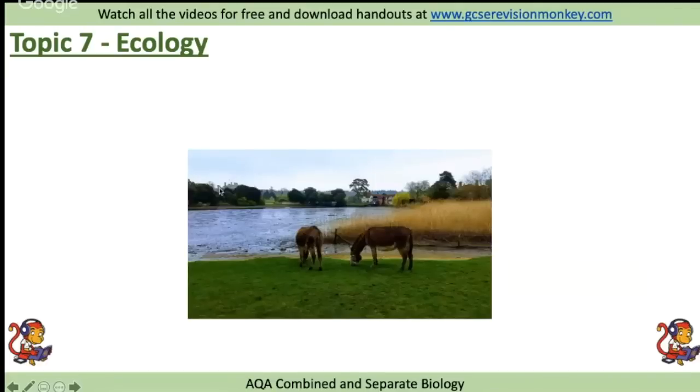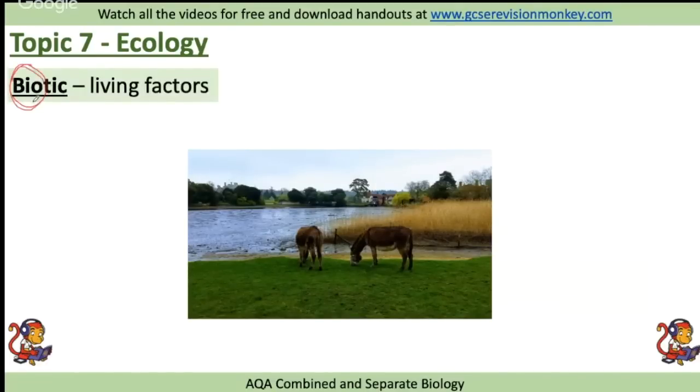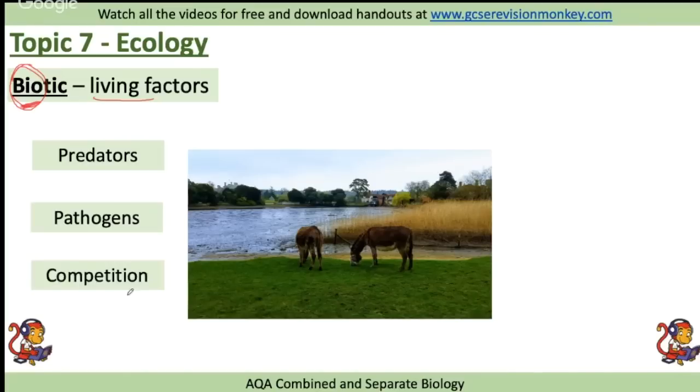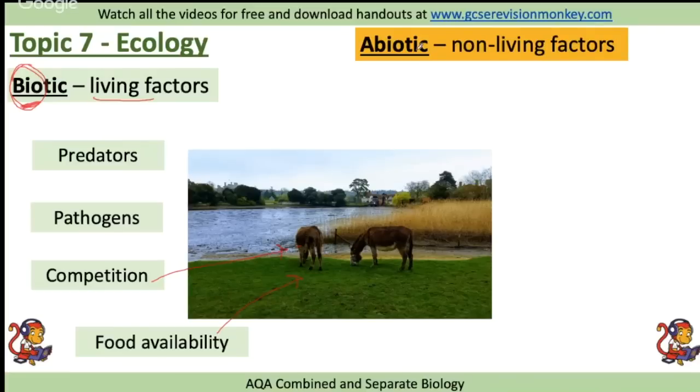So we talked about abiotic and biotic factors briefly. Biotic factors are the living ones. Biology is the studying of living things. So bio means a living factor. Predators are an example of a living factor. Pathogens, so causing diseases, competition between each other animals, and food availability. So if you think about these donkeys here, they would be competing with each other perhaps for food, and this would affect their survival. Abiotic factors, non-living factors.